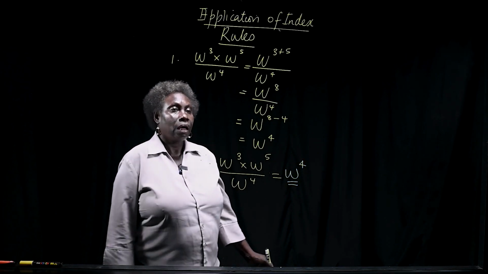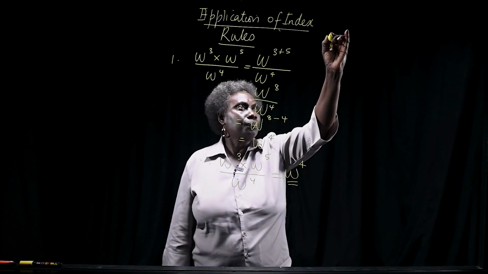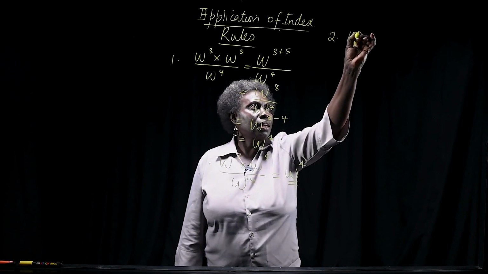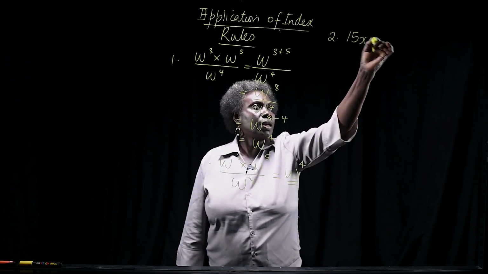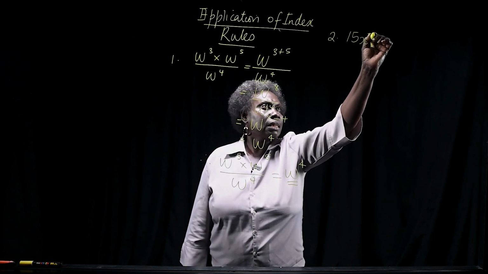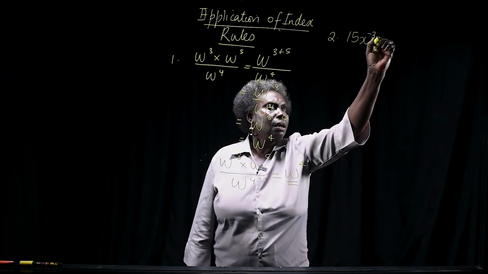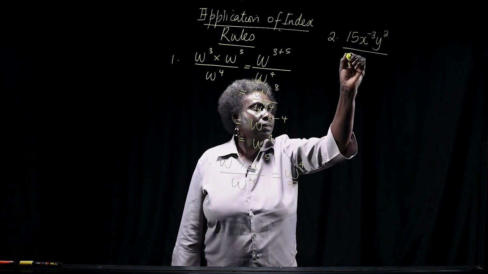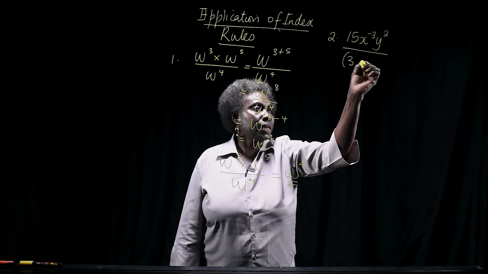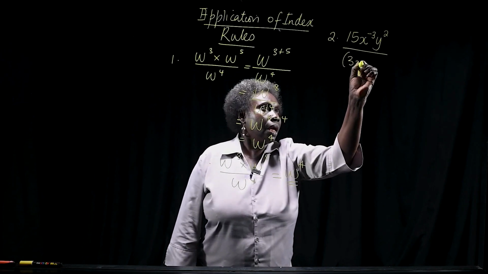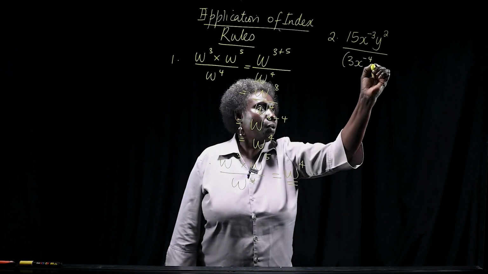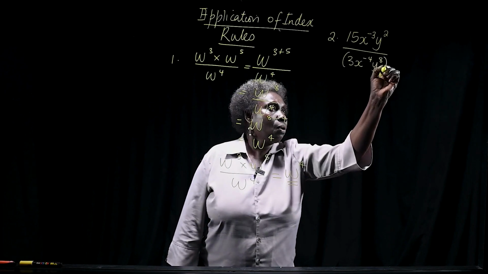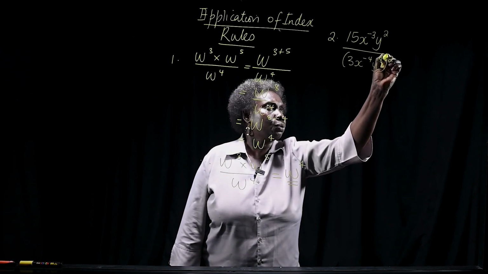Now, let's look at the second example. Now, if I have 15x to the power of negative 3 y to the power of 2 over 3x to the power of negative 4 y to the power of 8, all raised to the power of 2.